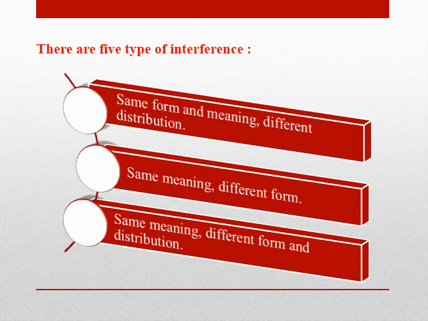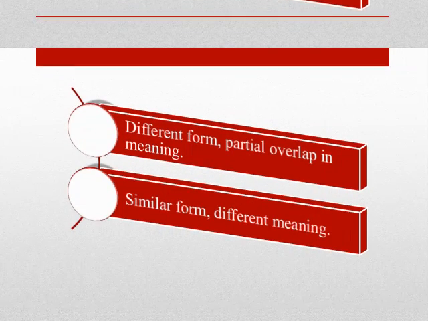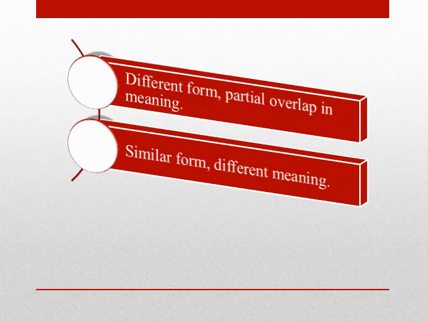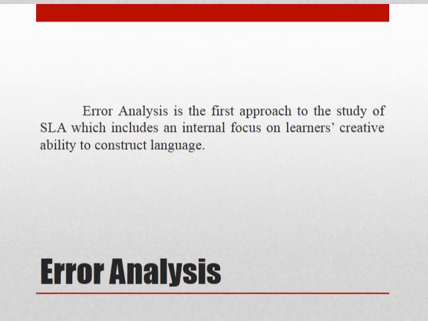There are 5 types of interference. The first, same form and meaning, different distribution. The second, same meaning, different form. The third, same meaning, different form and distribution. The fourth, different form, partial overlap in meaning. And the last, similar form and different meaning.